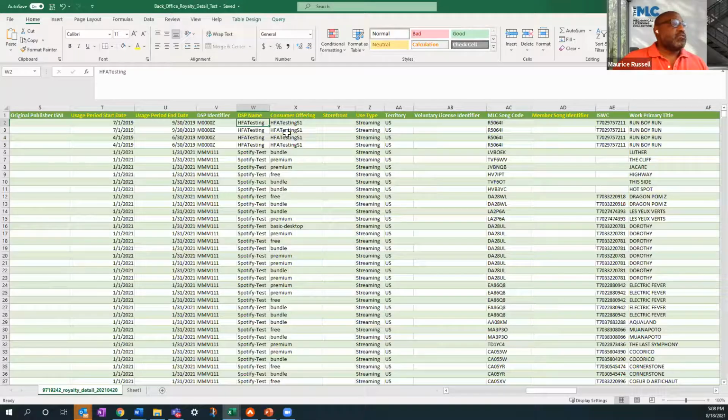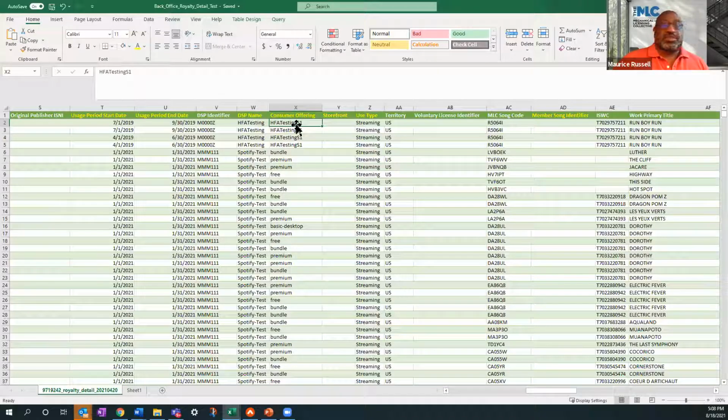Moving on, we get into information about the DSP that is reporting royalties to us. It starts with the unique identifier for the DSP's name, and DSP stands for Digital Service Provider. So DSPs are companies like Spotify, Apple, Amazon, etc.